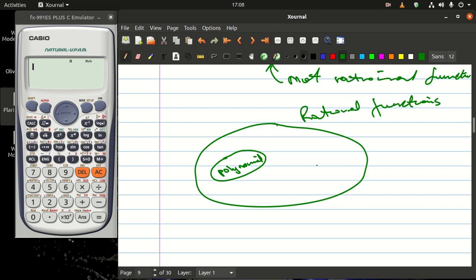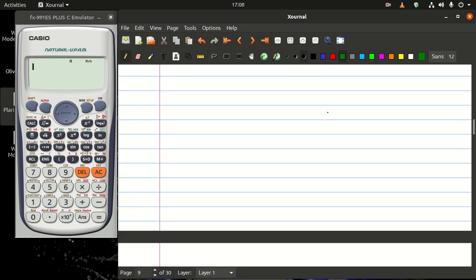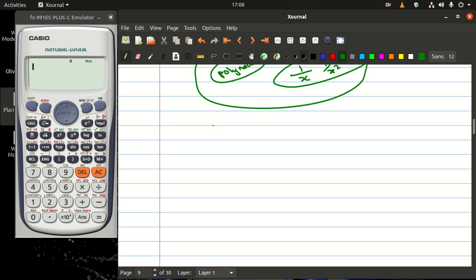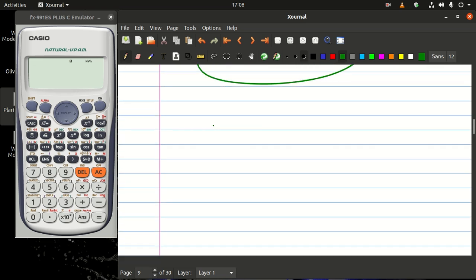Polynomials are inside the rational functions, and if you look at our hyperbola, let's say hyperbolic functions, 1 over x or 1 over x squared, they fall under rational functions. So rational functions are bigger, and then these are just subsets of rational functions. And then now let's go to the final type of functions, and then we can stop there.